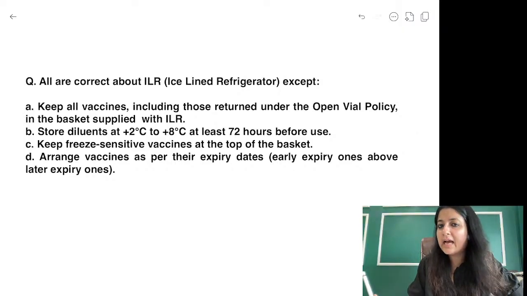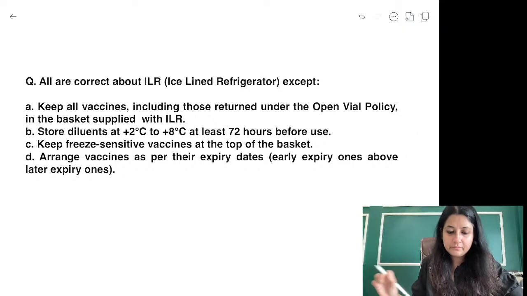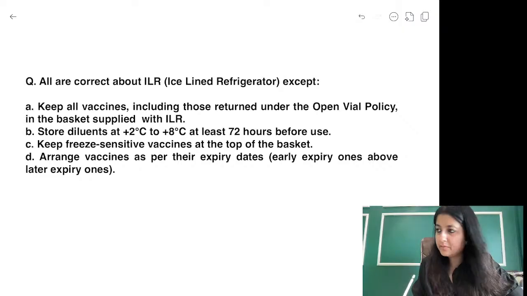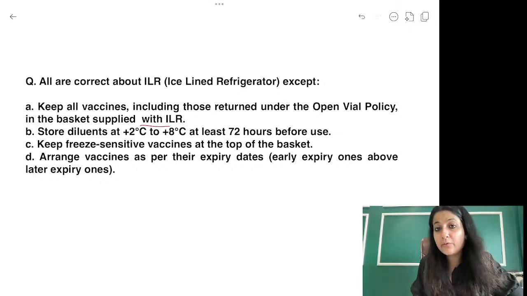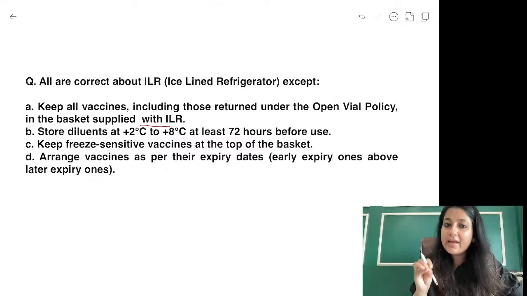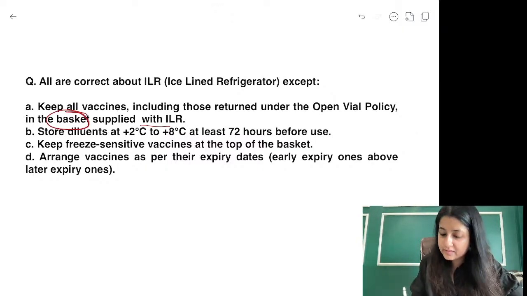All are correct about ILR except, read and answer. Yes, DPT at 16 to 24 months. I have not yet received any answer. Let's look at the options one by one. Keep all vaccines including those returned under OPV in the basket supplied with ILR. Yes, you never keep the vaccines directly. You always keep them in the basket which is supplied.